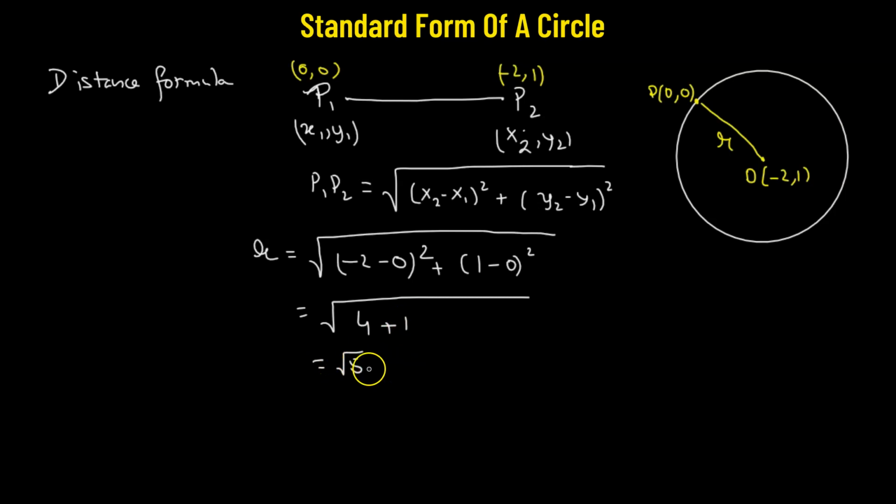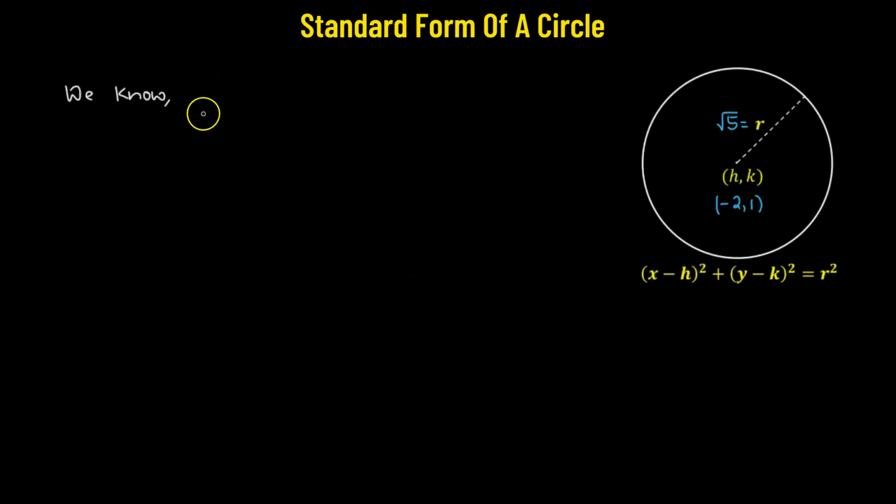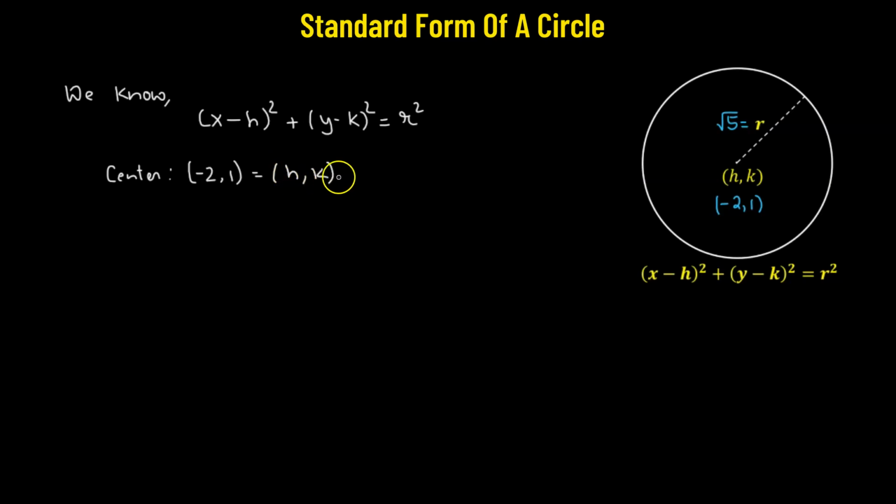So now we have the radius as well as the coordinate of the center. Now we can easily find the equation of the circle, or the standard form of the circle. We know that the standard form of a circle is given by x minus h whole squared plus y minus k whole squared equals the square of the radius. We have already obtained that the coordinate of the center is negative 2 comma 1, and since it is originally given by h comma k, the value of h is negative 2 and the value of k is positive 1, and the radius came out to be square root of 5.